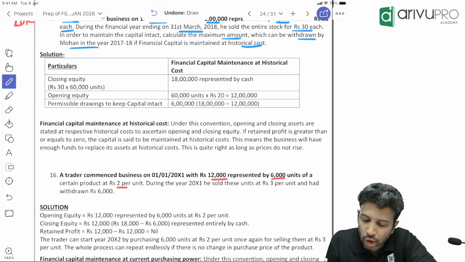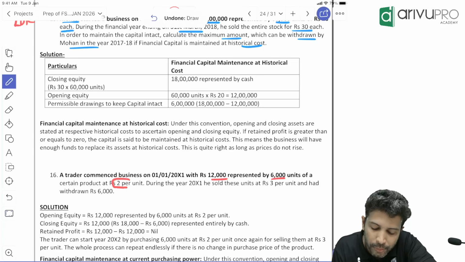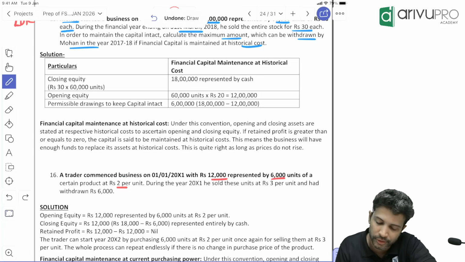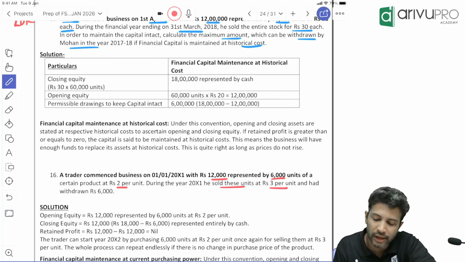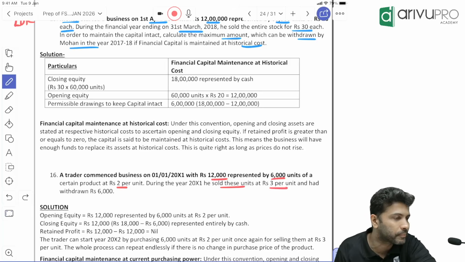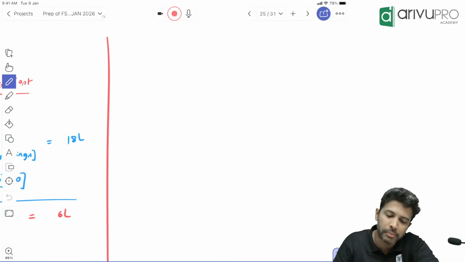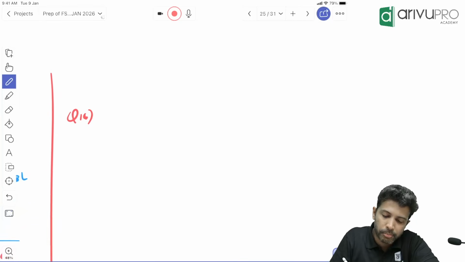Okay. So, using this 12,000 capital, you purchase how many units? 6,000 units. What is your purchase price per unit? 2 rupees. During the year, the trader sold all the units at 3 rupees. And he had withdrawn how much? 6,000. Now you need to comment whether historical cost method is maintained or not. Okay. Question number 16. First, point number 1.